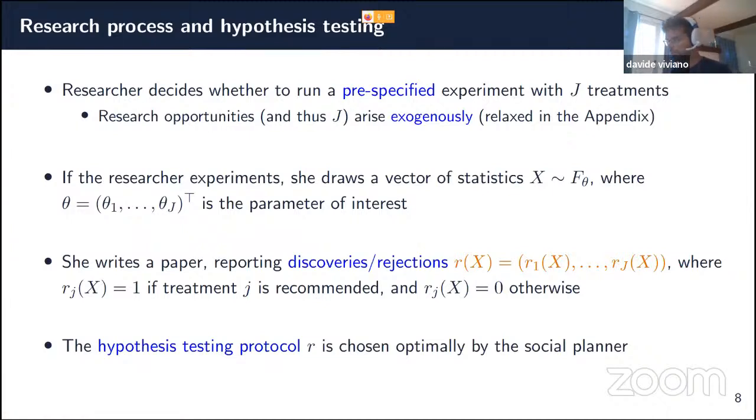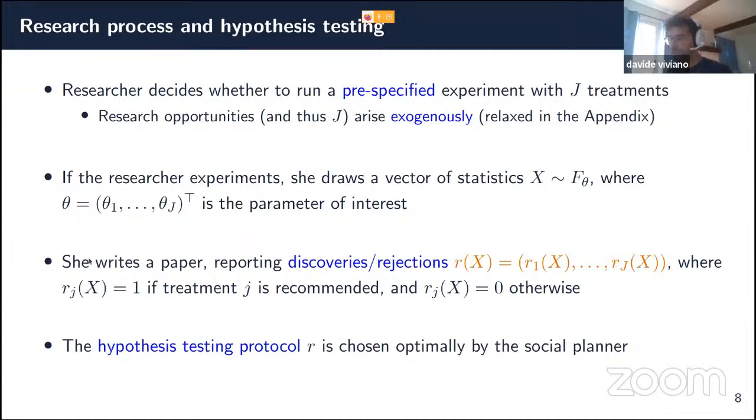Now, if the researcher experiments, she's going to draw a vector of statistics X, which is drawn from some distribution F. This distribution F is indexed by some parameter theta. For the moment, we're going to assume that we have capital J parameters running from θ1 to θJ. You can think about these parameters as the treatment effect induced by each policy from 1 to capital J.